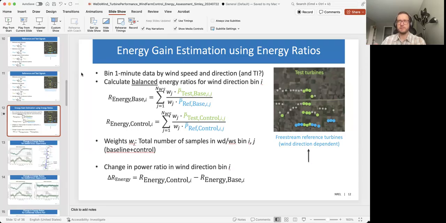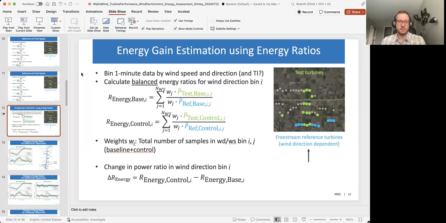So we can use that for binning the data and comparing the energy production of the wind plant in the same wind speed bin for baseline and control periods, while acknowledging that might not be the actual free stream wind speed. At least it's a consistent reference.